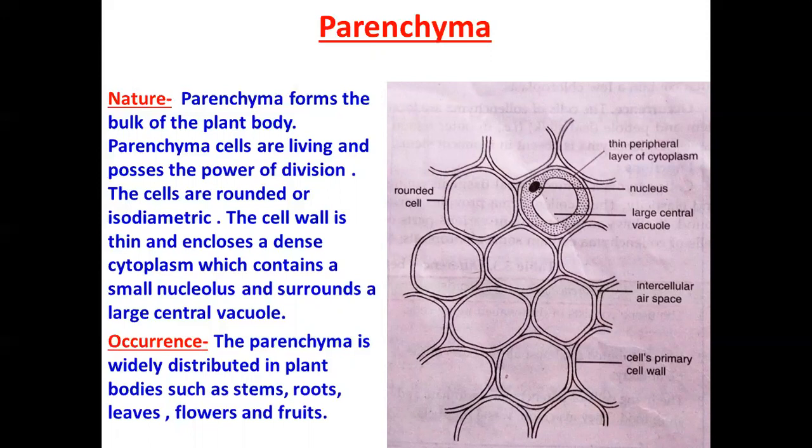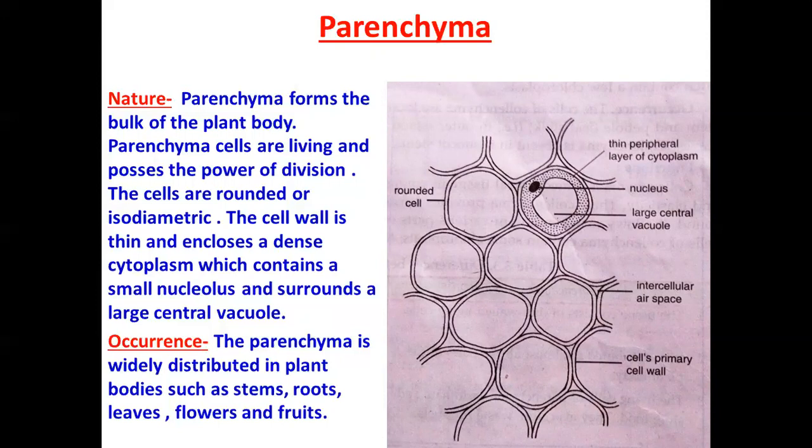Now, where it is present, the occurrence: the parenchyma is widely distributed in plant bodies such as stem, roots, leaves, flowers, and fruits. Thus, the parenchyma tissue is found in the soft part of the plant, such as cortex of roots, ground tissues in stems, and mesophyll of leaves. It is also distributed in pith, medullary ray, and packing tissue in xylem and phloem.